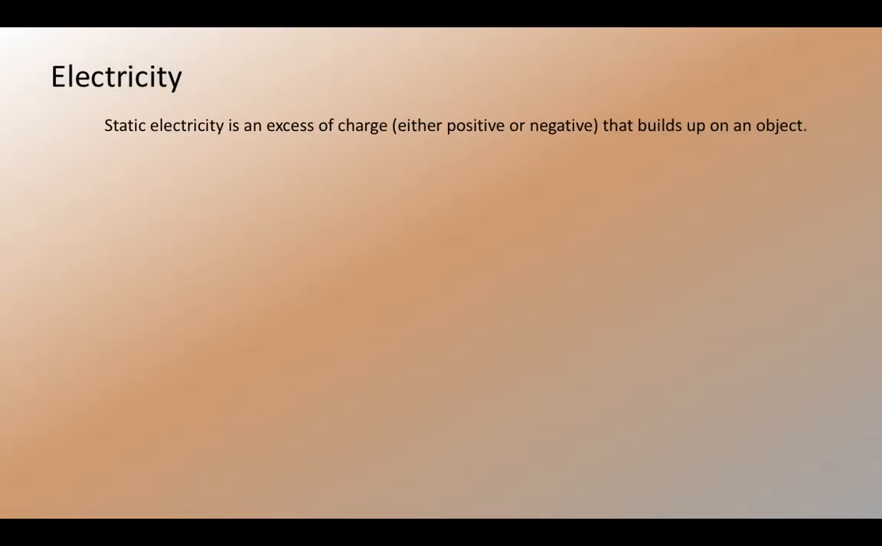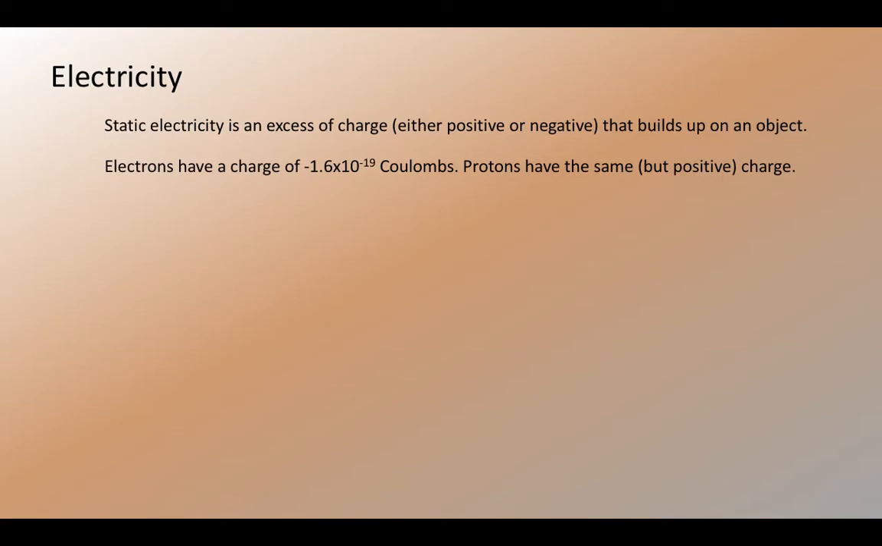Electricity. Static electricity is an excess of charge, whether it's positive or negative, that builds up on an object. Electrons have a charge of negative 1.6 times 10 to the negative 19th coulombs. Protons have the same charge, but of course it's classified as positive. Now let's take a look at an example of how we would use this type of information.